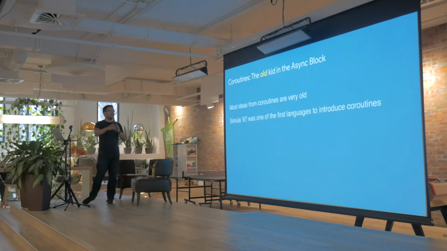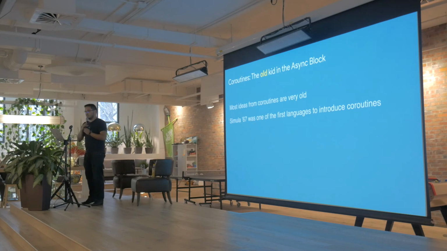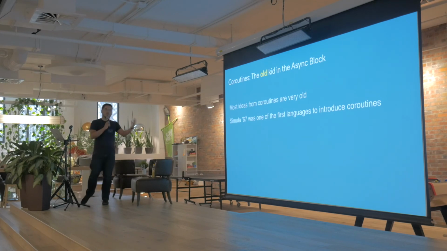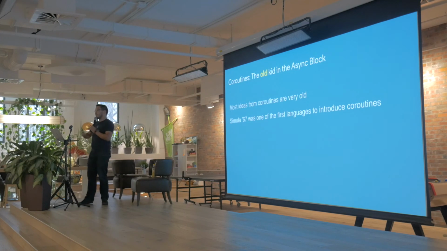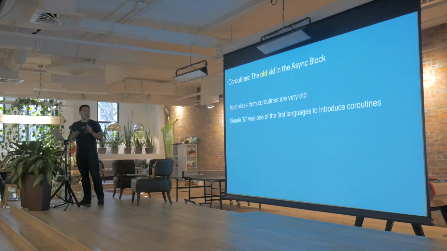Simula 67 was one of the first languages to introduce coroutines, and the reason is that in the past, we didn't have multi-threads, we didn't have multi-process, so we had to find a way to run code in parallel without causing many issues. So that's when they came up with coroutines, in a different way of implementing than what we have today. The idea was there.